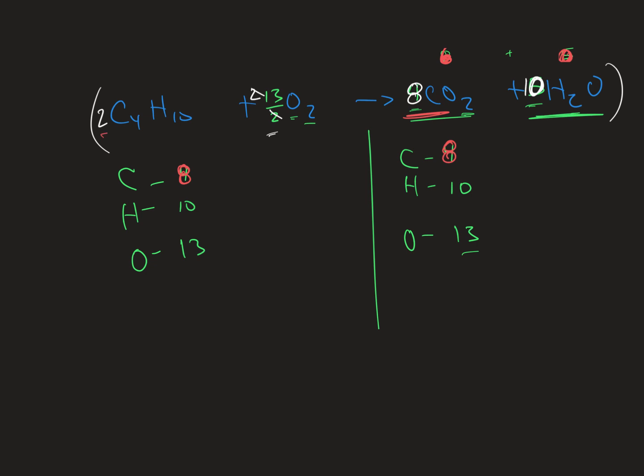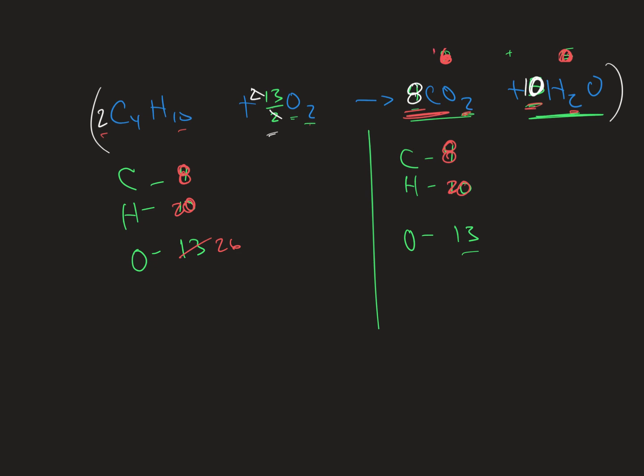And we have 2 multiplied by 10, that's 20 hydrogens on the left. 10 multiplied by 2, that's 20 hydrogens on the right. You with me? And then over here you have 13 multiplied by 2, that's 26 oxygens on the left. And then you've got to recount these.